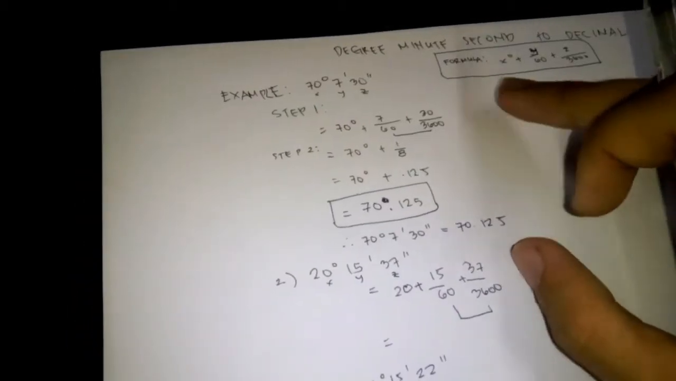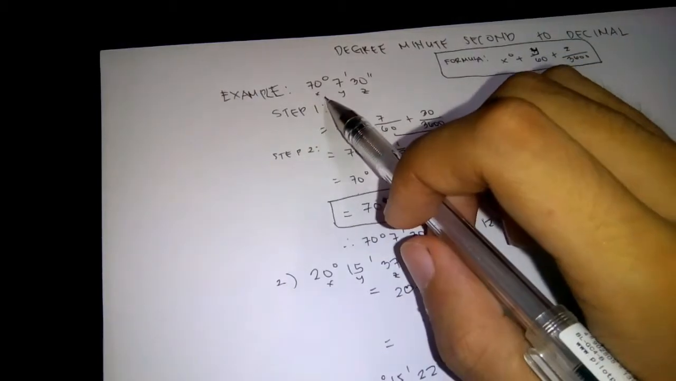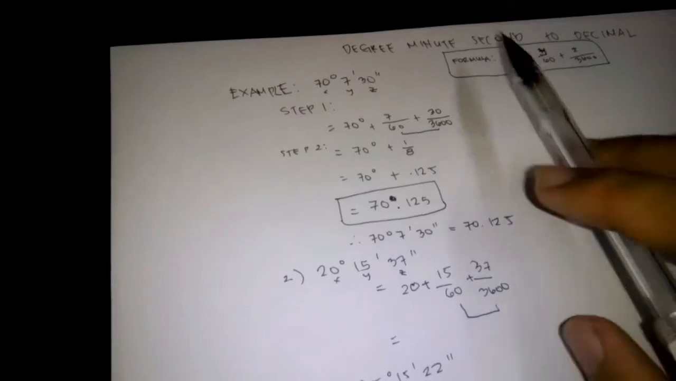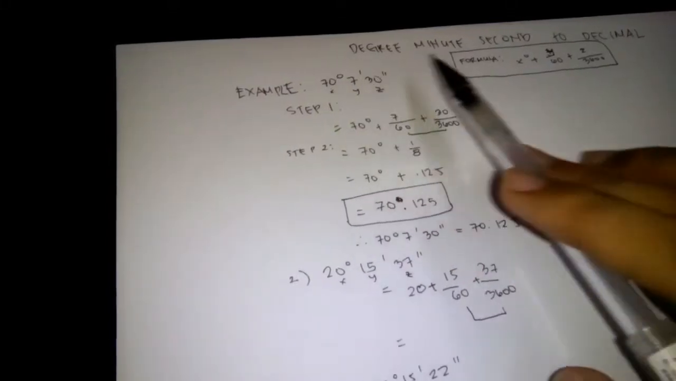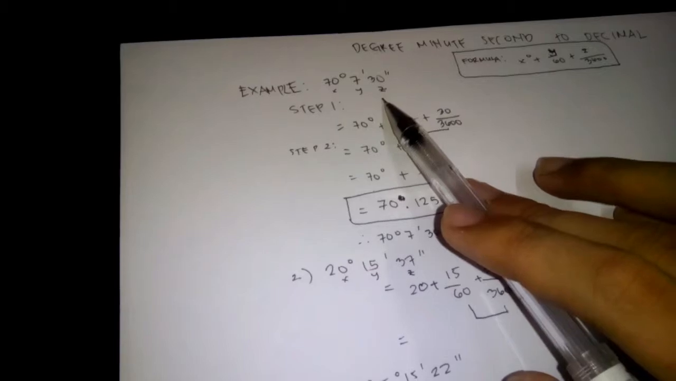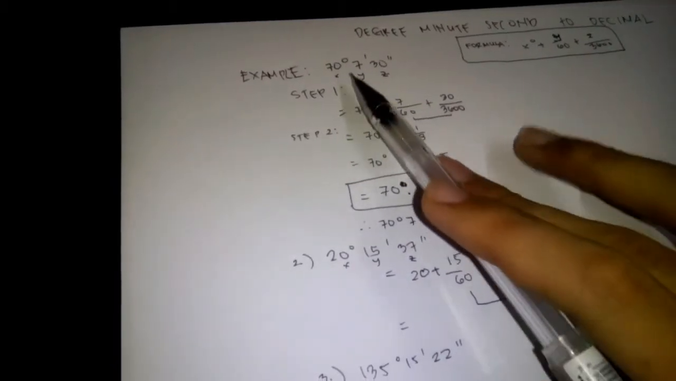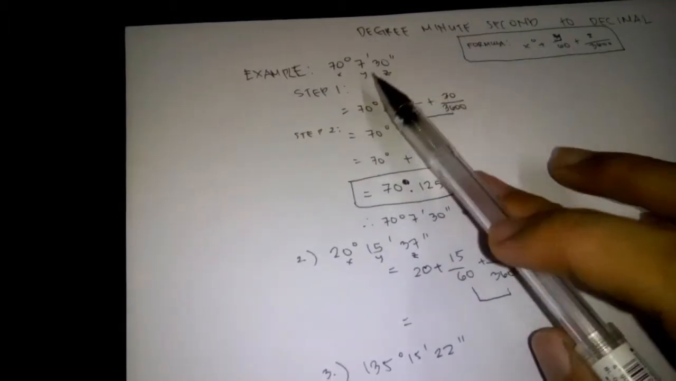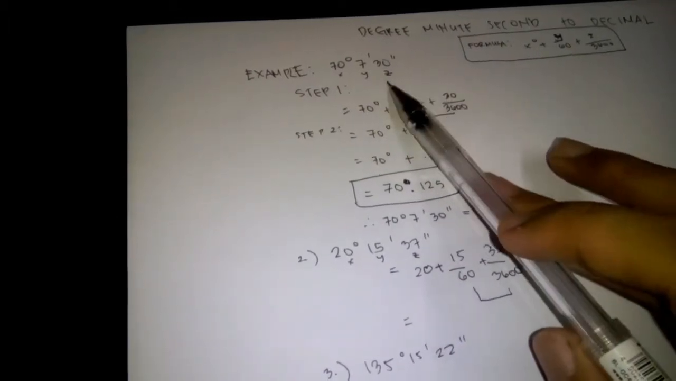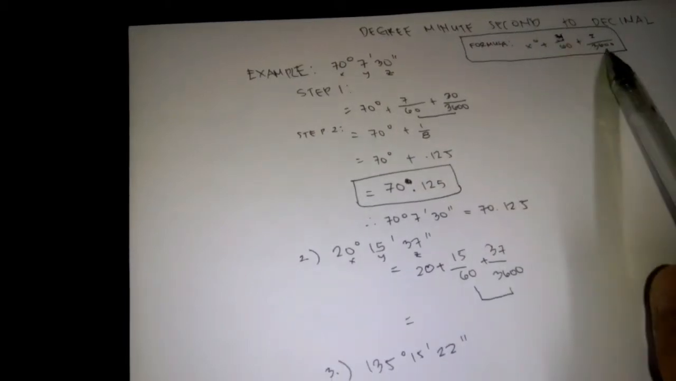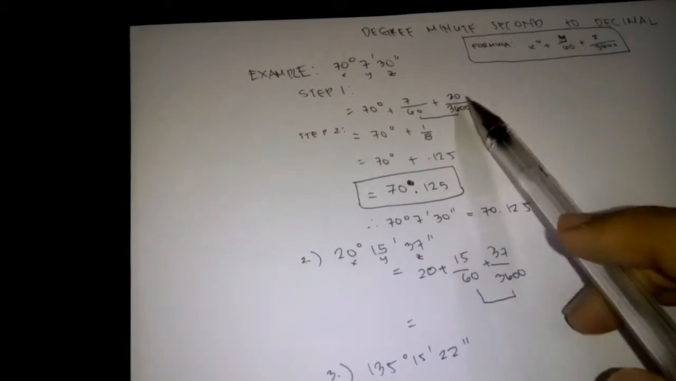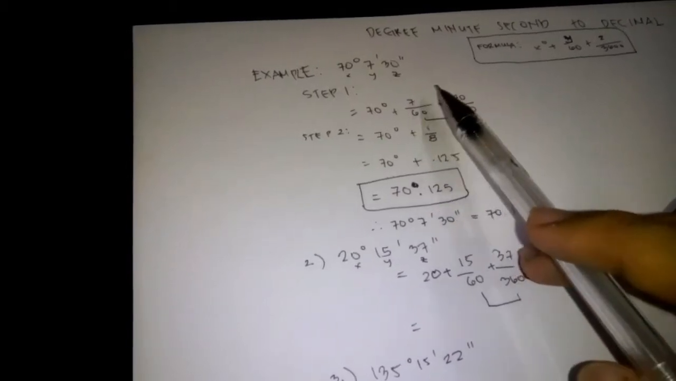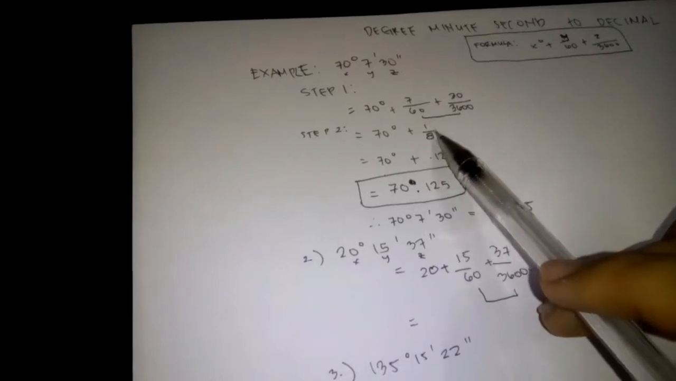So let's have our first example. Our given is 70 degrees, 7 minutes and 30 seconds. Let's use the formula. X will be 70, y will be 7, and z will be 30. Substitute: 70 plus 7 over 60 plus 30 over 3600. So we need to add these two fractions. The answer will be 1 over 8.